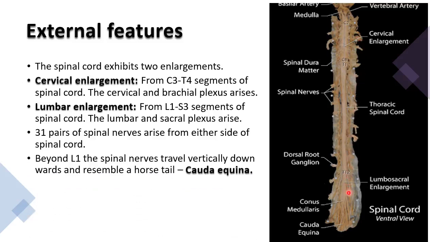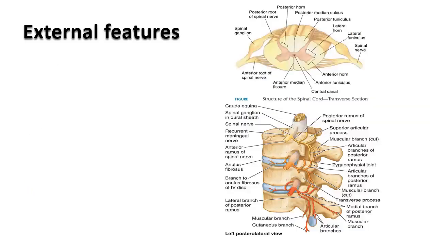Now beyond the conus medullaris, you can see only spinal nerves emerging. They resemble the tail of a horse, and that is why it is called the cauda equina. The upper nerves travel horizontally or transversely. As you come lower, they become somewhat oblique, and the nerves from the lowermost segments, especially the lower lumbar and sacral nerves, travel vertically downwards and resemble the tail of a horse, and that is called the cauda equina.